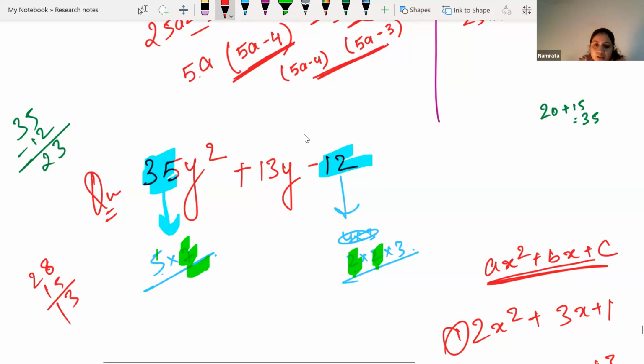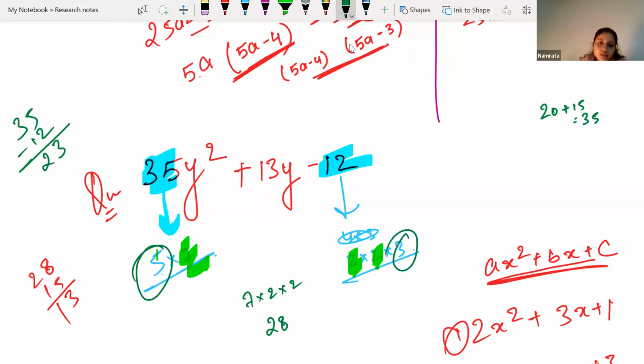If we take all the green ones together, 7 into 2 into 2, that means 7 into 2 into 2, 28. Now 5 into 3 is 15. 15 and 28 after subtraction is giving us 13. Are you getting it? Yes, ma'am.